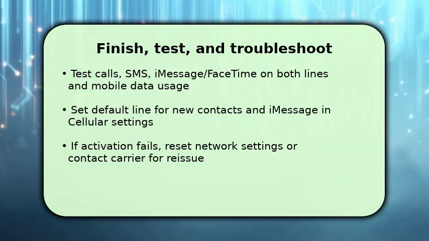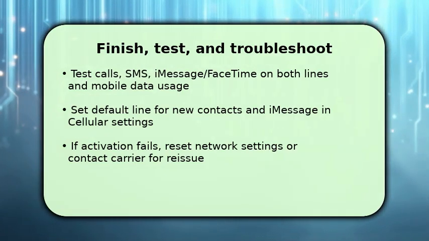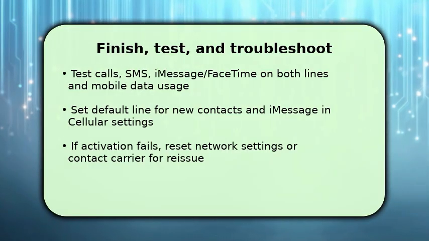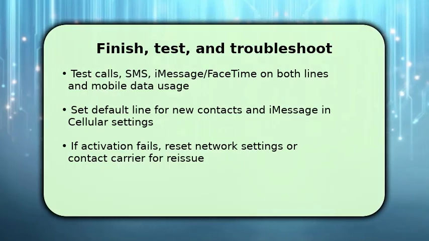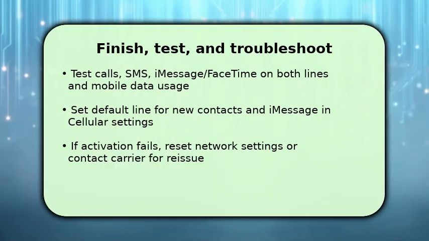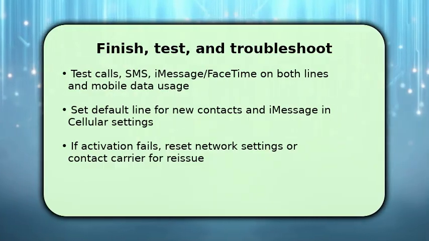identity. If something goes wrong, activation errors, no service, or data not working, try restarting the phone, then reset network settings. If that fails, contact the carrier to reissue the eSIM or troubleshoot provisioning. That usually resolves most issues.